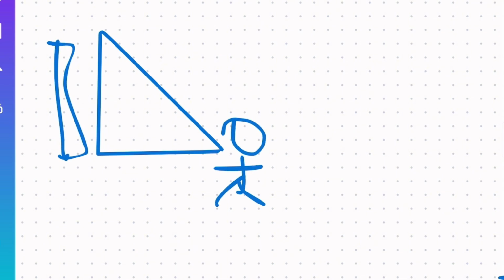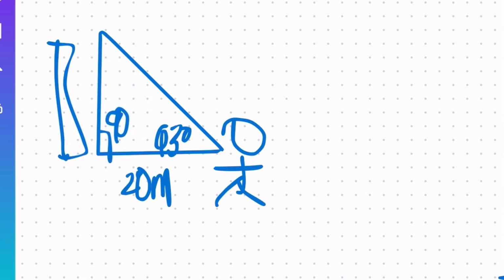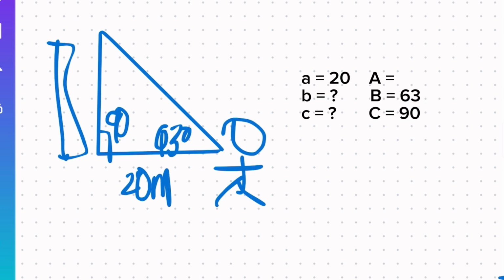To determine the parts of the triangle and apply trigonometry, first we draw the triangle. Think of this as the building and this is Edric. The angle measured by the app is 63 degrees, so we put that inside the triangle. The distance of Edric from the building is measured as 20 meters. This is also a right triangle, so we're already given 90 degrees. Then we write our givens.